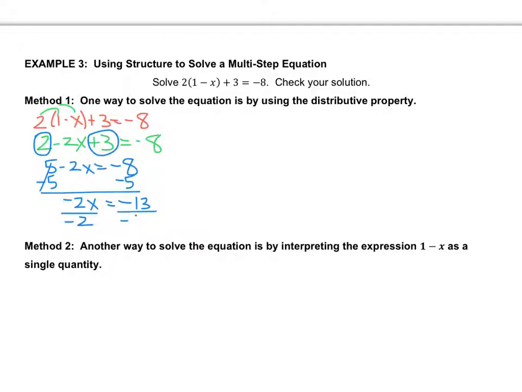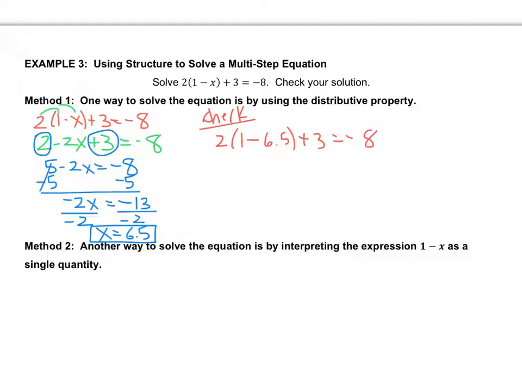Divide both sides by negative 2. And I get x equals positive 6.5. And you pause for a second and you say, I probably made a mistake because everything's supposed to be a whole number, but in real life it's not. So you might feel a little unsure about whether you did it right or not, so let's just quickly check.